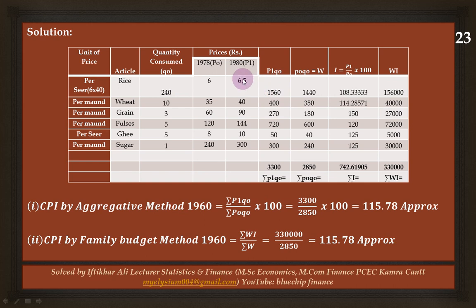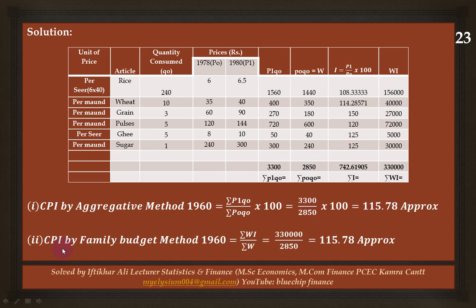P1 column is this and Q naught column is this, so 6.5 multiplied by 240 and 40 multiplied by 10, 90 multiplied by 3 and so on, and all these values, and their sum is 3300. Sum of P naught Q naught, we just simply multiply these two values and the sum is 2850. After putting the values, answer is 115.78.